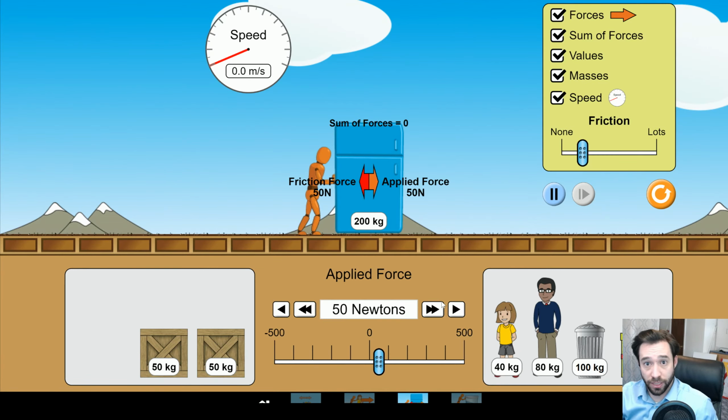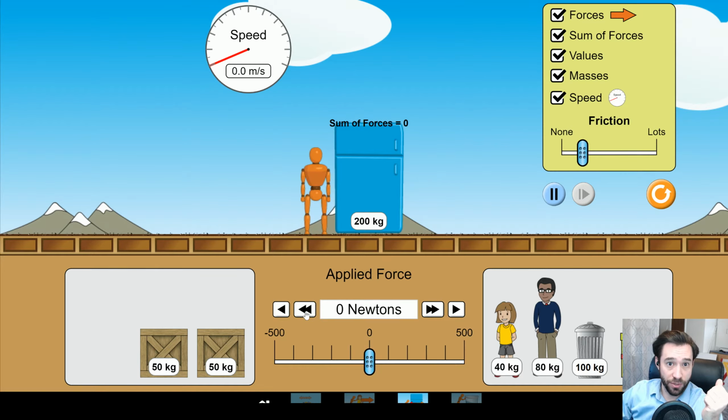Okay, so when it comes to static friction, watch the behavior as I increase the force. So I initially had 0. Of course, there's no force present. There's no friction force. I apply 1 Newton, the static friction force is 1 Newton. I apply 2, the static frictional force is 2.